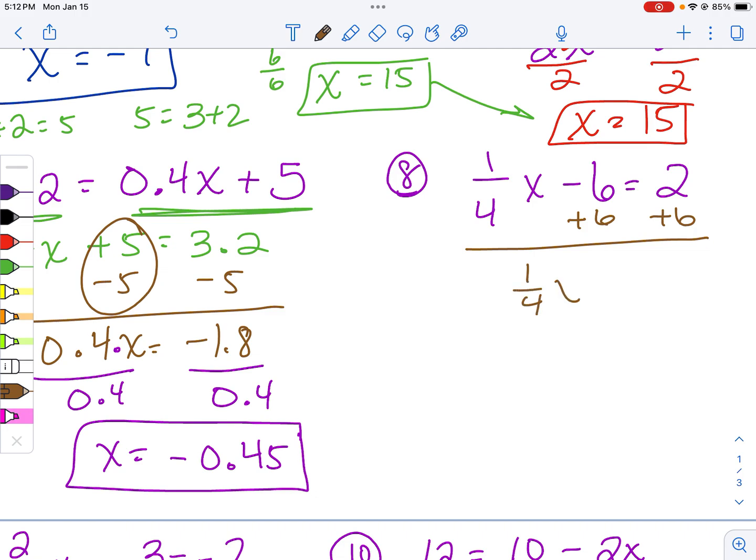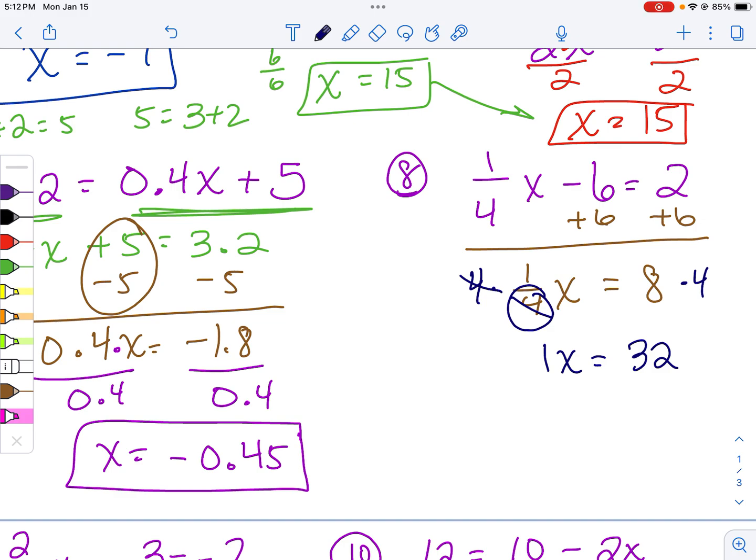So I get 1/4 x. Negative 6 and positive 6, or minus 6 and plus 6 becomes 0, so that goes away. And then 2 plus 6 is 8. Just like we did on example 6, I've got it divided by 4, so I'm going to multiply both sides by 4. Well, the nice thing here is I get 1x, right, because the 4 divided by 4 goes away. So I am left with 1x equals 32.